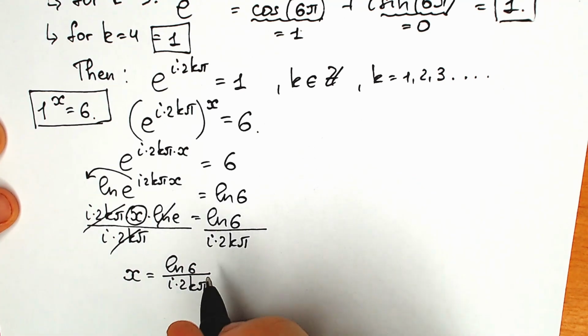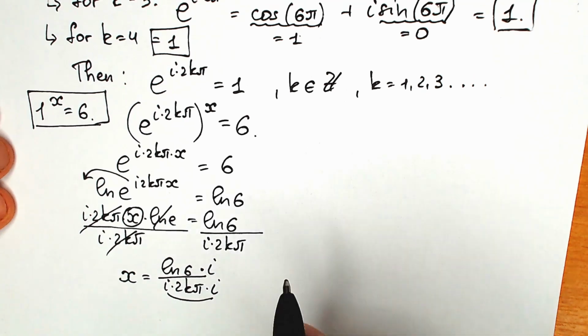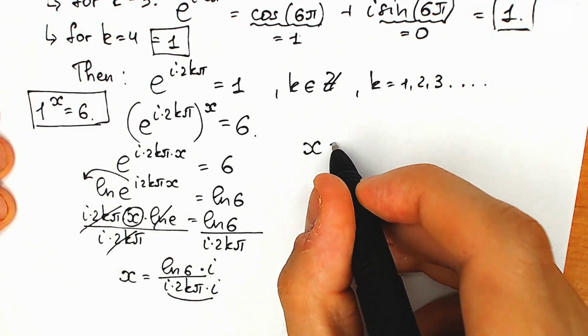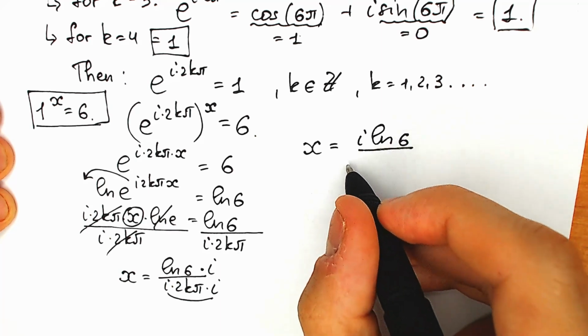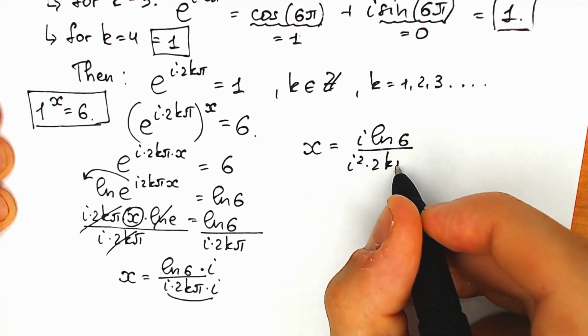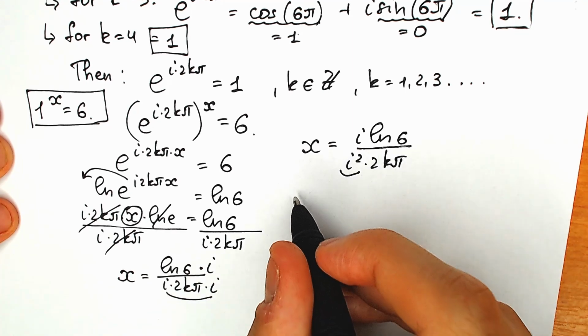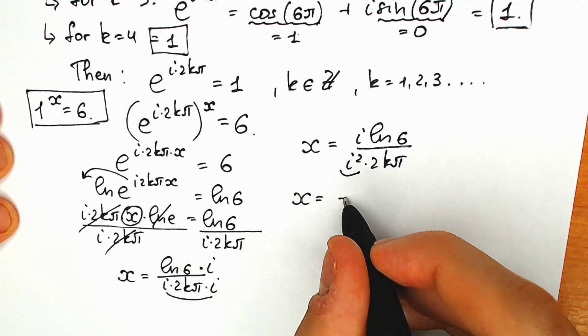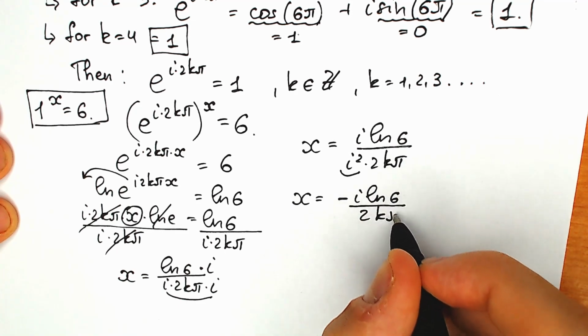And the final thing, of course, we can multiply both sides, our numerator and denominator, by i, because we don't need this i right here. So as a result, we have i in our numerator, i in our denominator, so we're gonna have i squared in our denominator. So we have x equal to i times natural log 6 divided by i squared times 2kπ. And of course, i squared equal to -1. This is our imaginary unit. So our x is going to be equal to minus i natural log 6 over 2kπ.